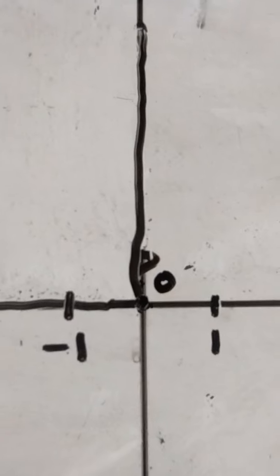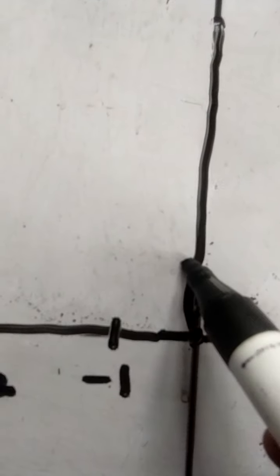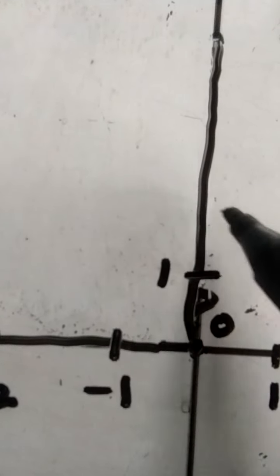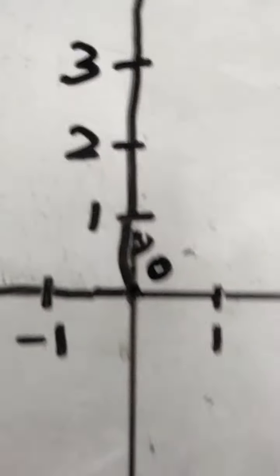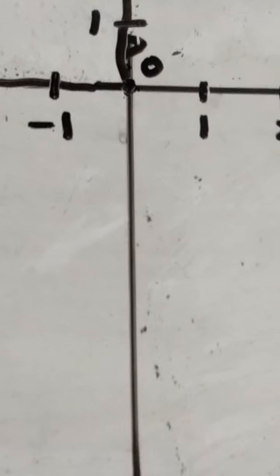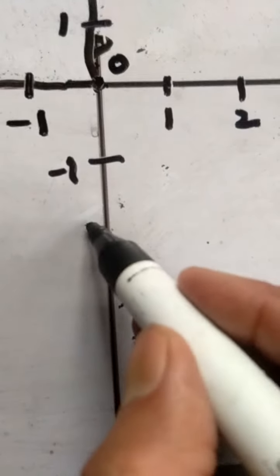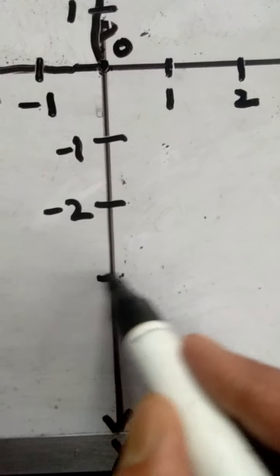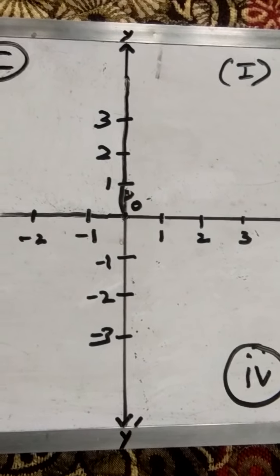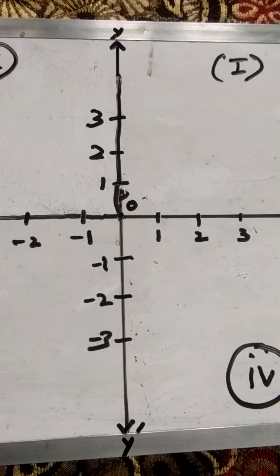Similarly, from 0 along y-axis, upwards we take points 1, 2 and 3, and beneath the 0 we take points -1, -2 and -3. Now you can clearly understand this situation over here.